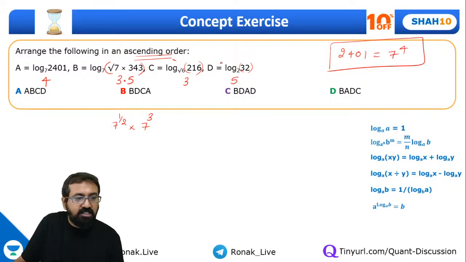So which is the largest among this ascending order? Sorry, so which is the smallest? Guys, of course C is the smallest one.